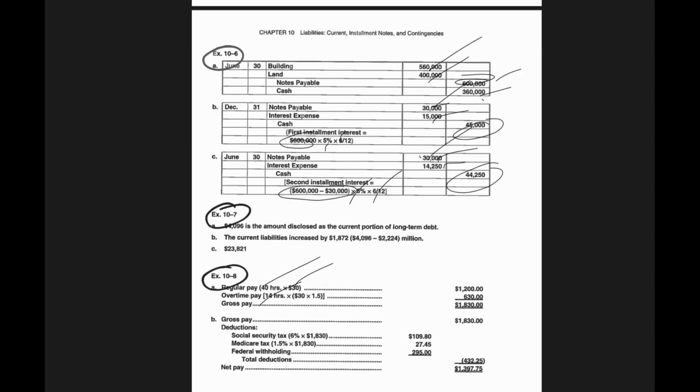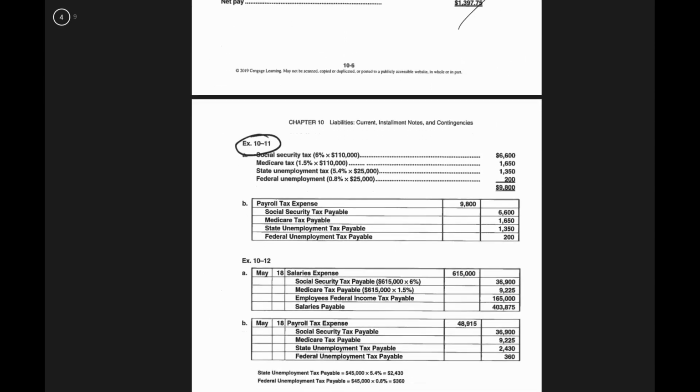So the next 14 hours at 30, and take that times 1.5. So our gross is 1830. Deductions, 6% times 1830, 1.5% for Medicare tax times 1830. They told us it was $295 withholding. Our net pay then is $1397.